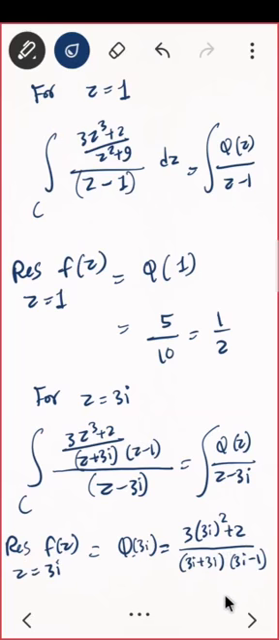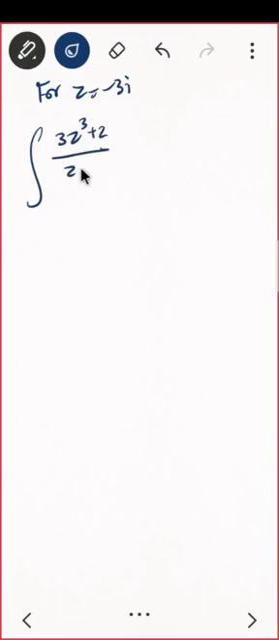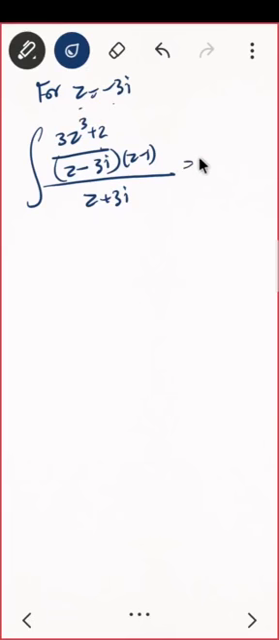And you have to do the same for z equal to minus 3i. For z equal to minus 3i, you have to write your function, whatever it was, 3z cube plus 2. Here you will be writing z minus 3i, z minus 3i into z minus 1, and the whole upon z plus 3i. Now I am talking about z equal to minus 3i. So can I write it like this? The numerator is my phi of z now and this is z plus 3i.